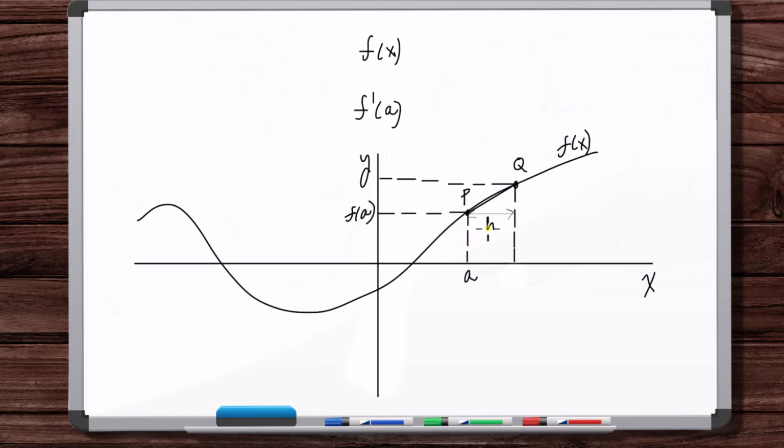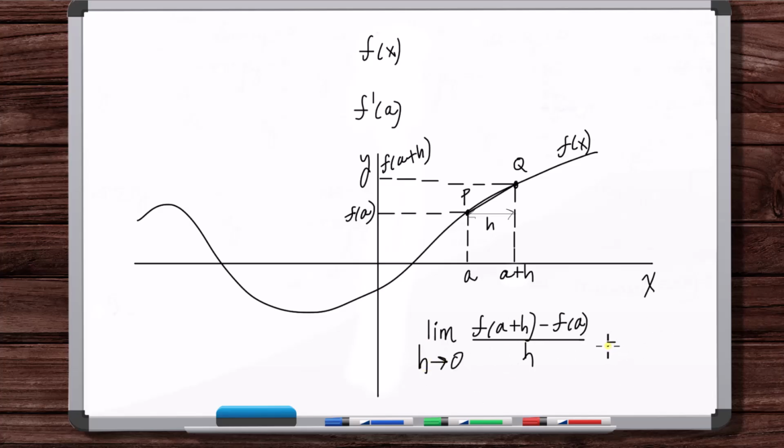So h is just the distance, the x-coordinate distance of point Q from point P. That would mean that the x-coordinate of Q is a plus h, and the y-coordinate of Q is f of a plus h. So the difference quotient is f of a plus h minus f of a all over h. And so to get the derivative, you take the limit as the denominator of the difference quotient approaches 0 of the difference quotient. And what you get is just another form of the exact same derivative.